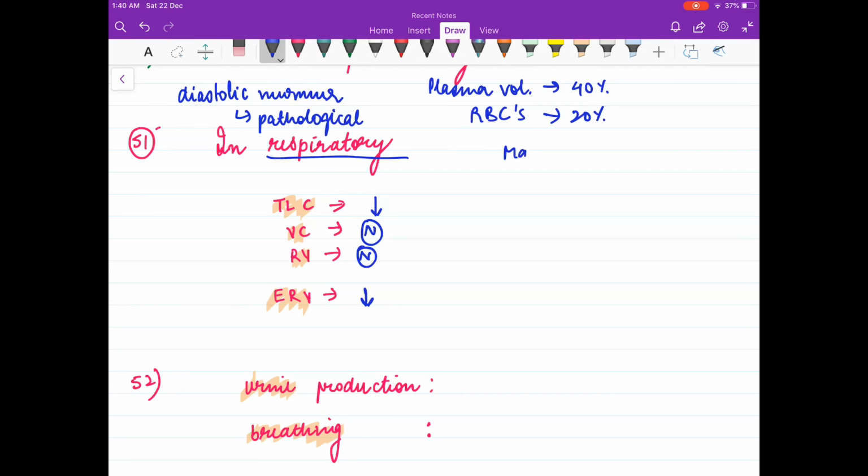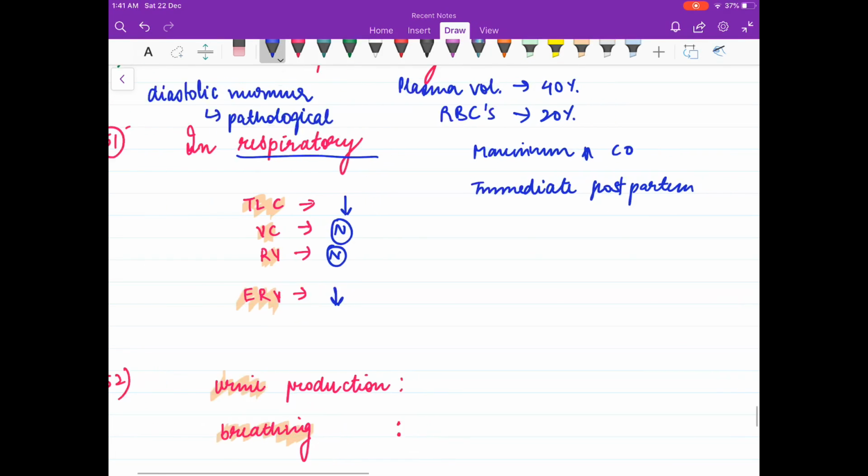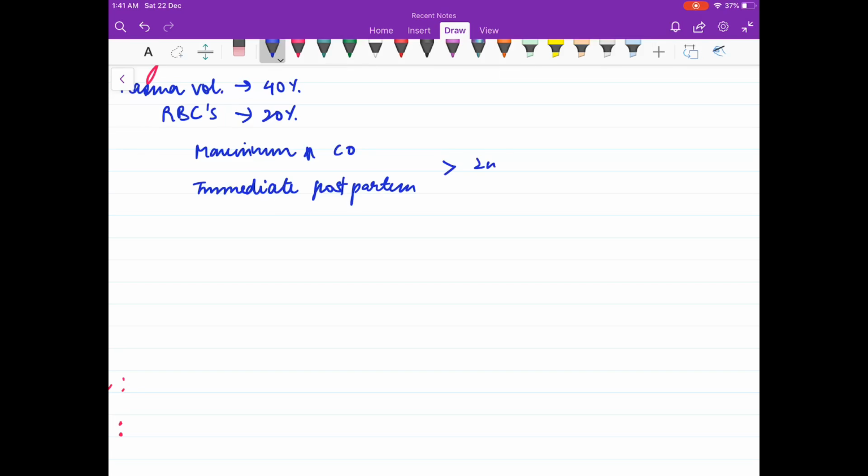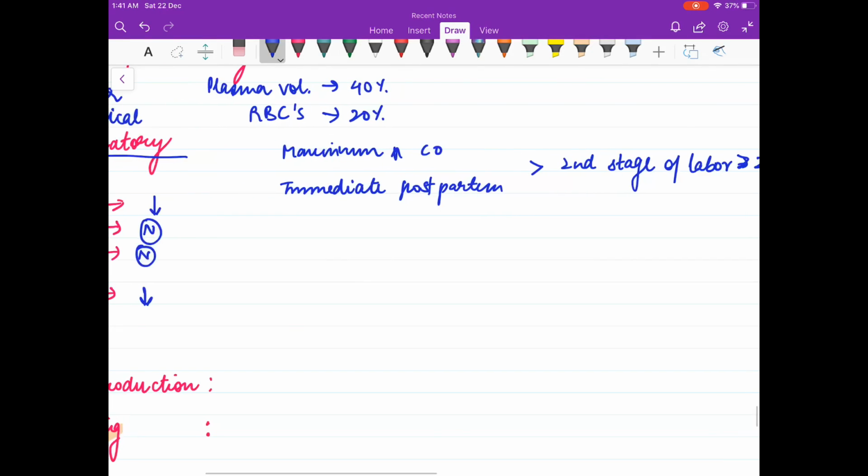And you also remember that maximum increase in cardiac output is seen immediately postpartum. Then second stage of labor. And after that, best answer will be between 28 to 32 weeks.